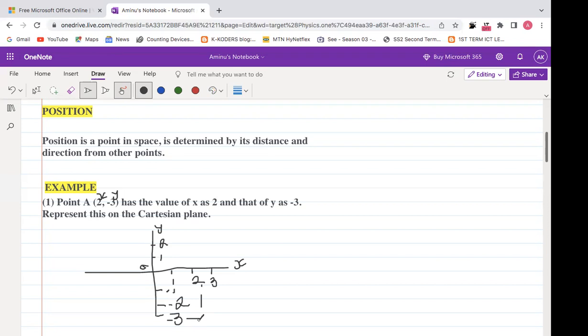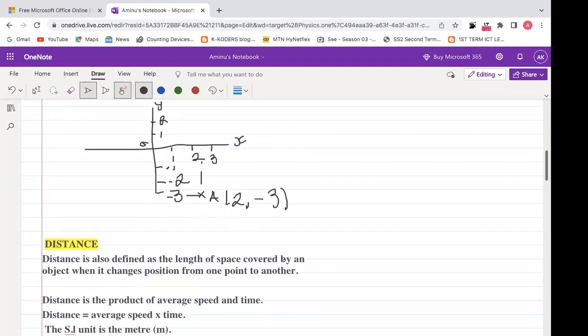This point is equal to 2, minus 3. This is called the Cartesian plane, where you plot your coordinates.